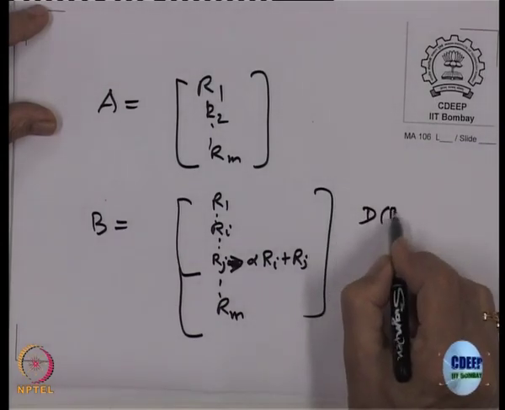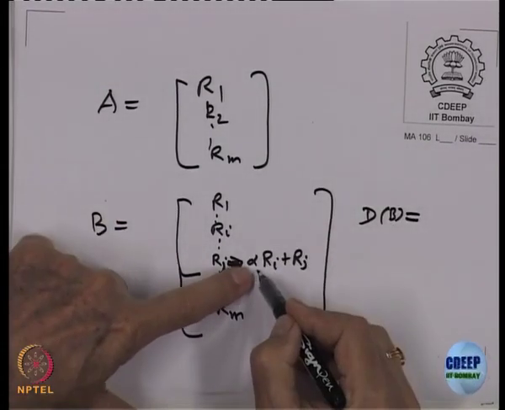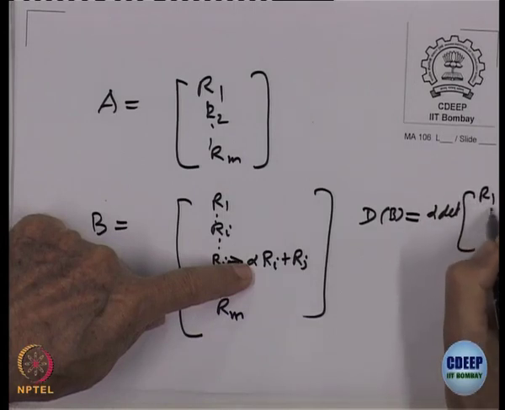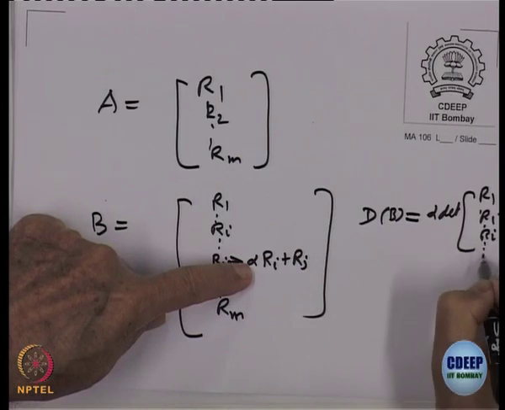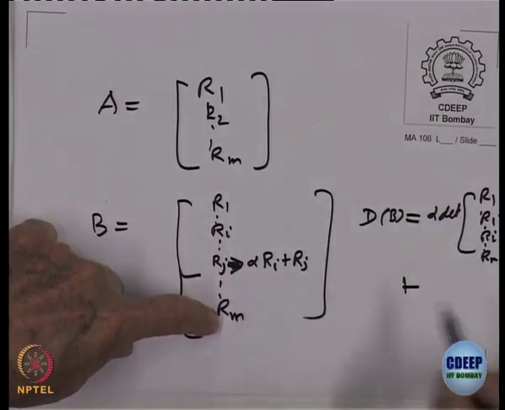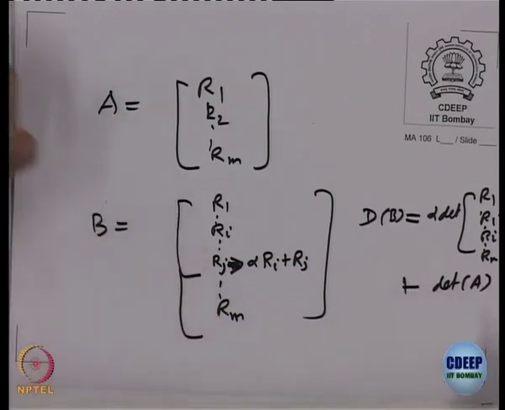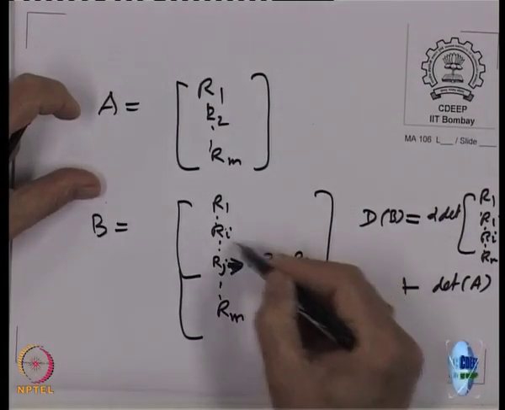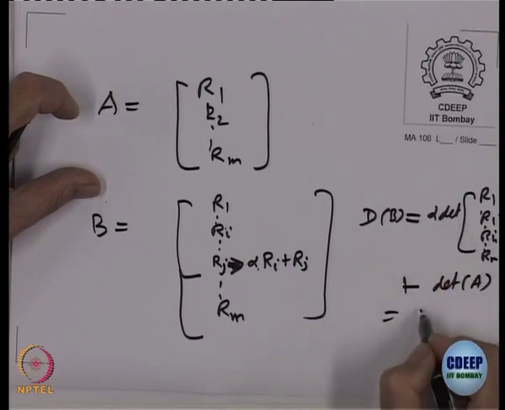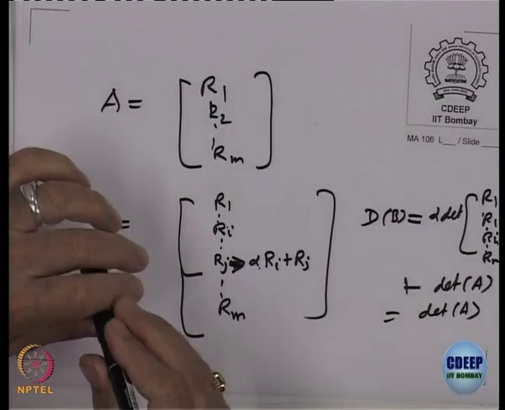So, what will be the determinant of B? R1, Ri, and this will give you alpha Ri plus Rj, up to Rm. So, this will be alpha times the determinant of R1, Ri and again Ri at the jth place, and Rm, plus R1, Ri, Rj and Rm. So, that is the determinant of A. Is that okay? By linearity, alpha comes out, Ri at the ith and jth place, and the other is just A. This is 0, so it is equal to the determinant of A, that is all, nothing more than that. Again using the linearity property and the property that if two rows are identical then the determinant equals 0.